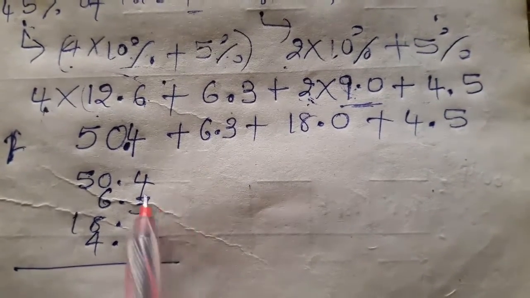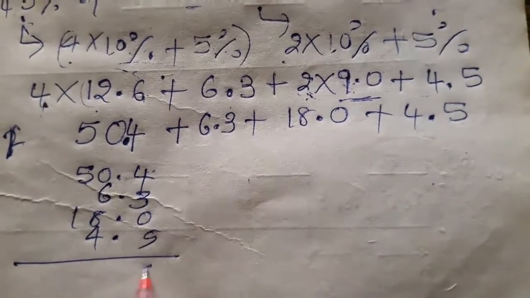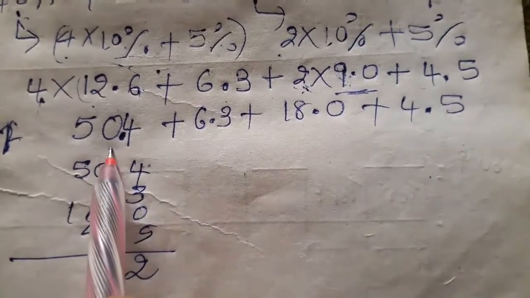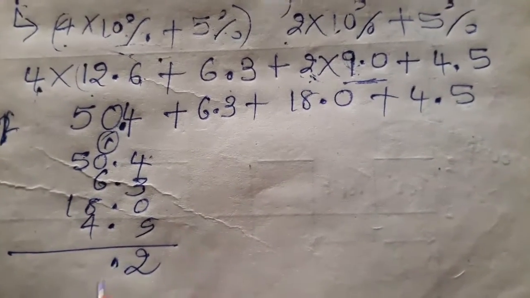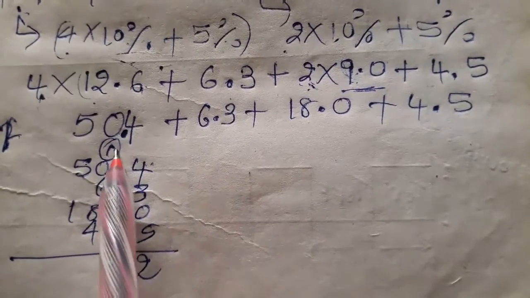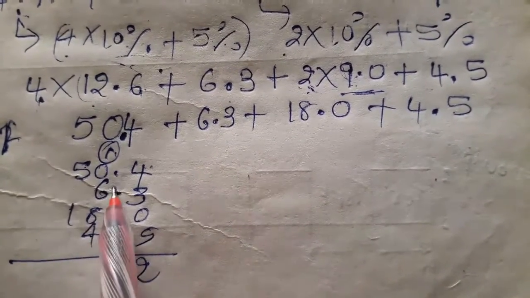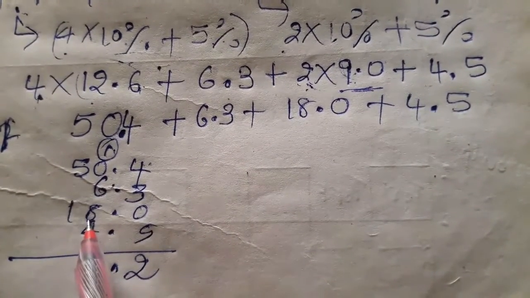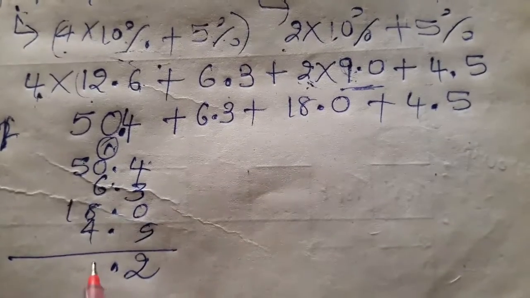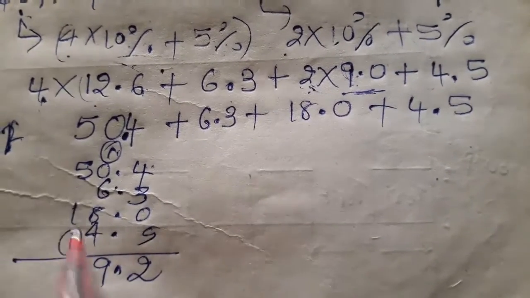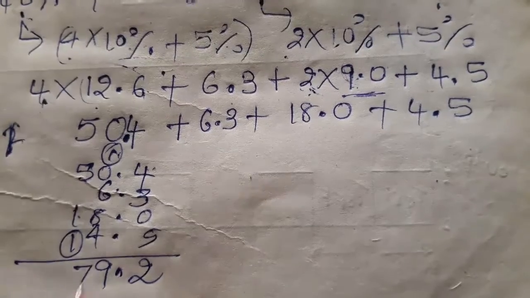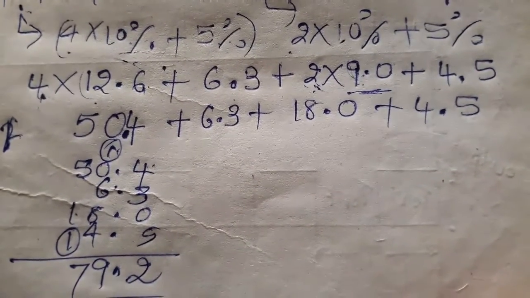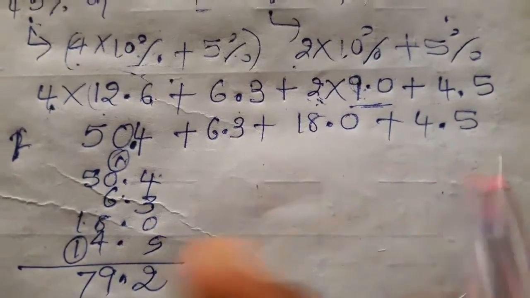5 plus 3, 8, 8 plus 4 means 12. 2, take the carry, put a decimal point. So 1, 6 plus 4, 10, 10 plus 8, 18, 18 plus 1, 19. 9, 1 is carry once again. 5 plus 1, 6, 6 plus 1 means 7. So 79.2 is the answer of the given question.